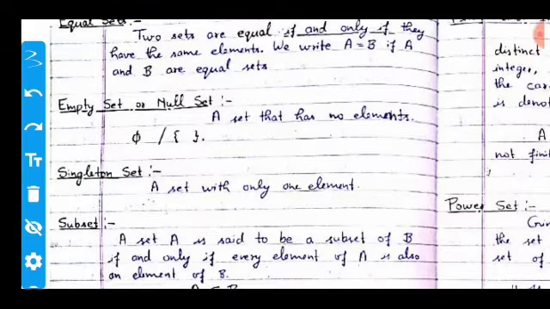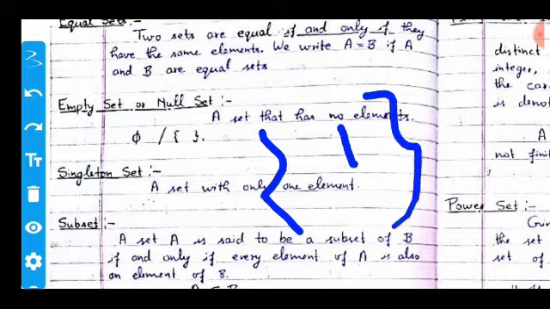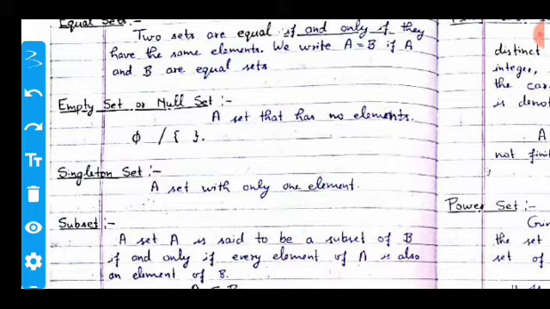Now move on. A set that has no elements is called an empty or null set. Here phi is used to represent the null set. Also, empty curly braces is called the empty set. Singleton set. A singleton set is a set with only one element, meaning it contains only one element or alphabet. Subset.